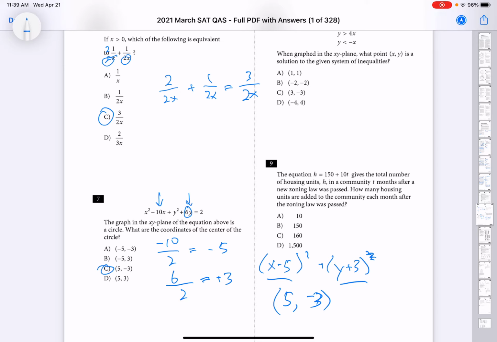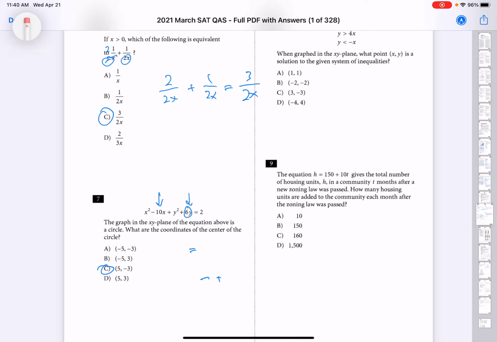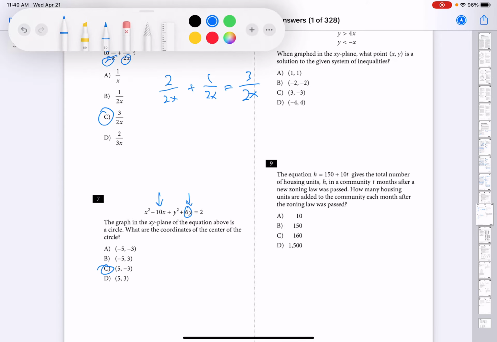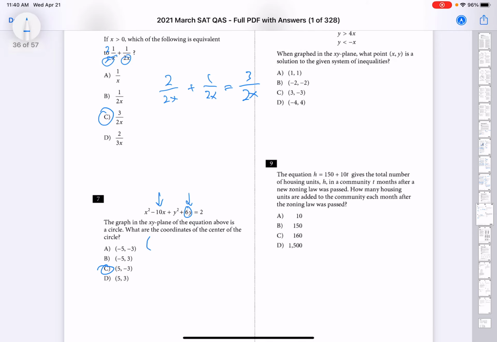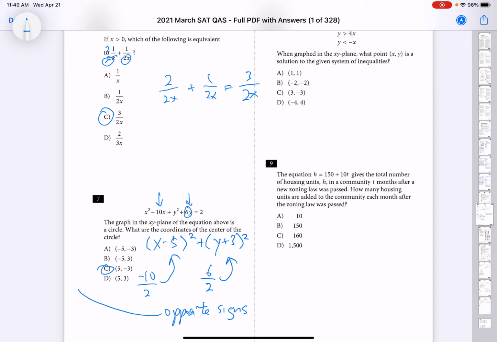Okay, so let me just erase this part over here so we have some more room for number 9 later. And let me rewrite it just so that you guys can see it. So again, for number 7, it should be (x minus 5) squared plus (y plus 3) squared. And we get those numbers by taking negative 10 divided by 2, which gives us negative 5, and then taking positive 6 divided by 2, which gives us positive 3. And then you take the opposite signs to get your center, which leads to answer choice C.